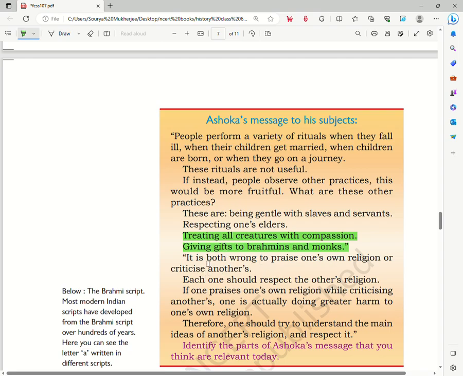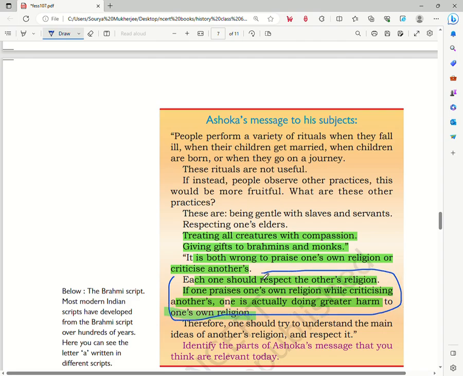One thing is important, that it is wrong both to praise one's own religion and to criticize another's. Each one should respect others' religion. If one praises one's own religion while criticizing another's, he is actually doing greater harm to one's own religion. So this part is quite significant, guys, because it talks about religious harmony.